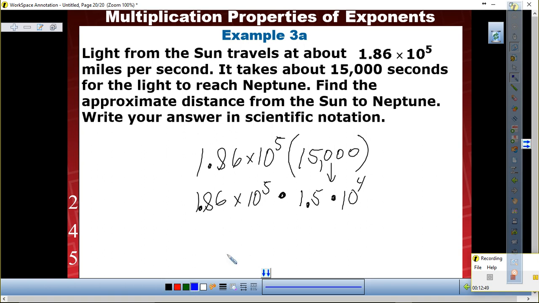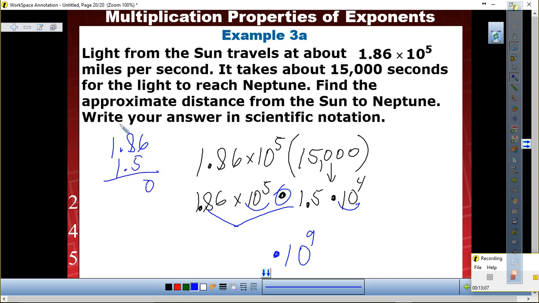Now, this is looking more like yesterday's homework. Are these the same base? So I end up with 10 to the what? 9. Are these the same kind of numbers, and are we multiplying? Yes. 1.86 times 1.5, so what? 5 times 6, that's 30. I have 3. 5 times 8 is 40, plus 3, that's 43. I got 4. 5 times 1 is 5, plus 4, that's 9.